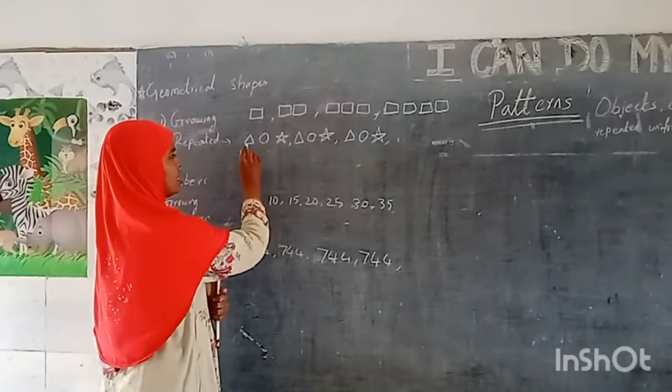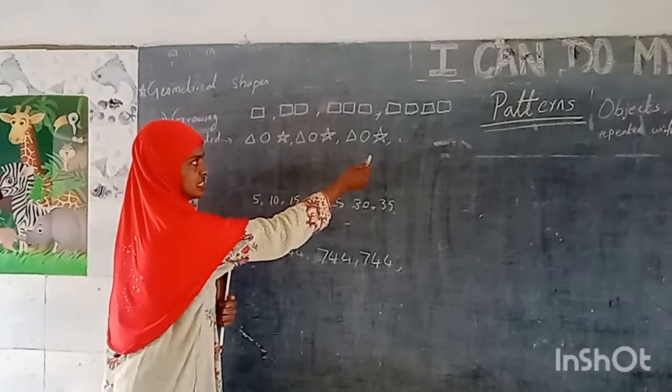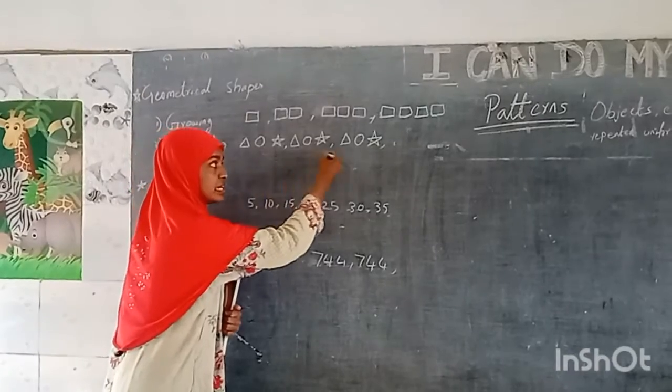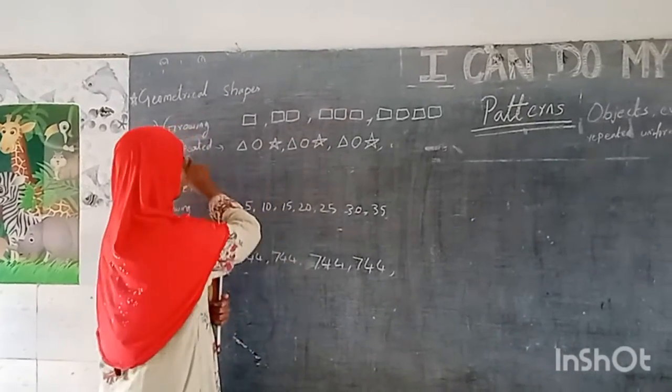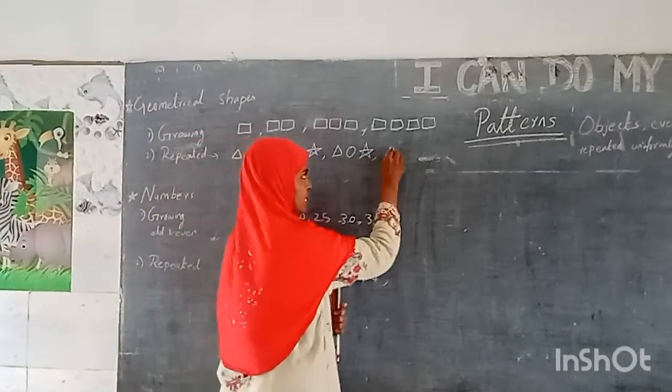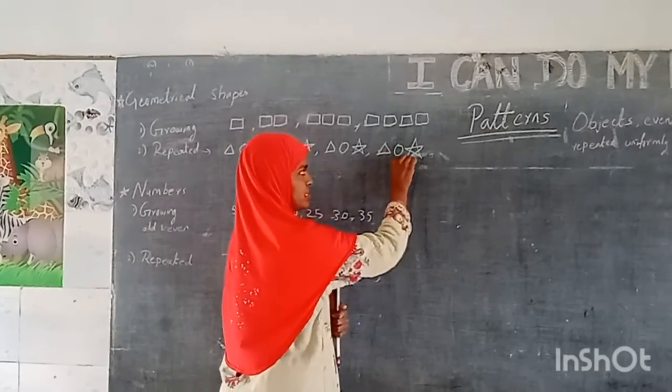Repeated pattern. See here, triangle, circle, star, triangle, circle, star. Again it is repeated. It is repeated in a straight line with the geometrical shape. Right? So it's a repeated pattern. Again next, the same thing will be repeated.